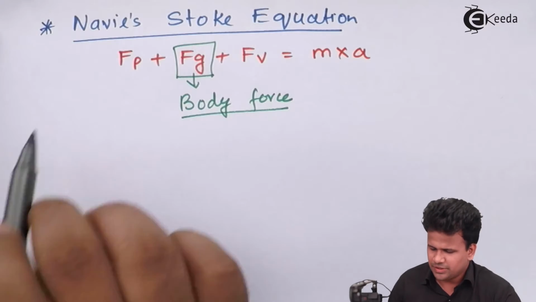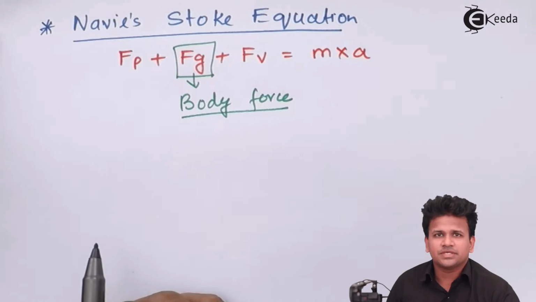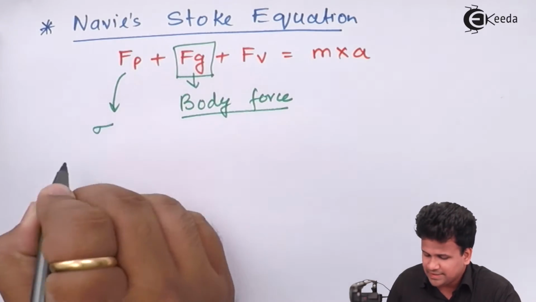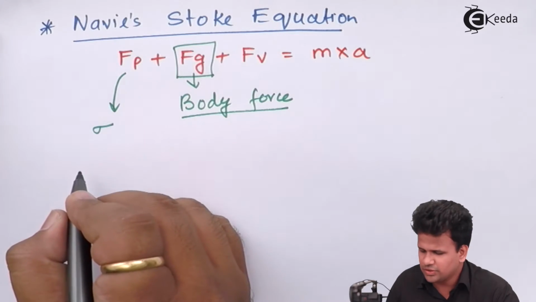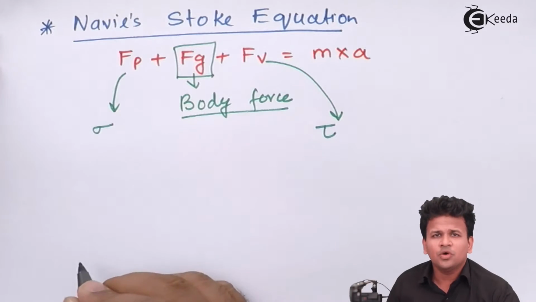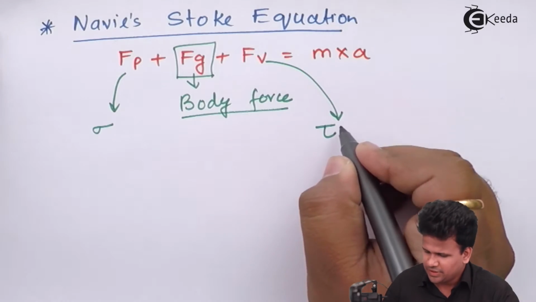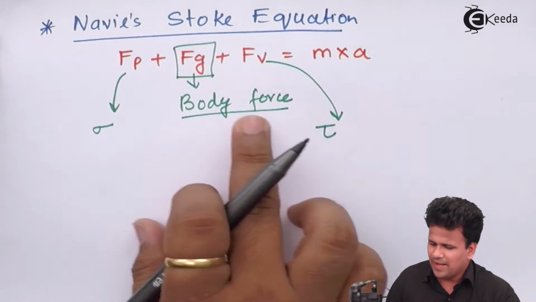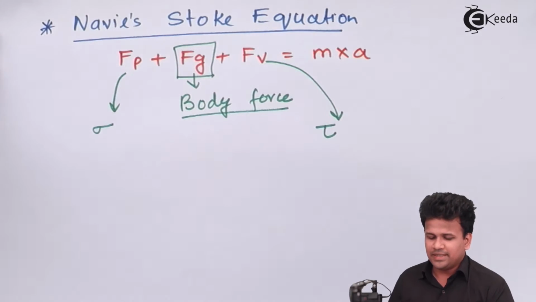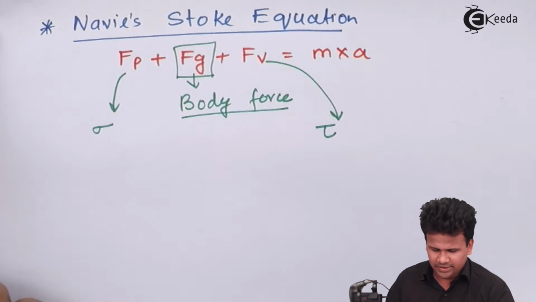That means pressure and viscous force, when we take into consideration, we have to consider for pressure sigma, that is a longitudinal stress on the fluid element, and for viscous force you have to take tau, which is actually called the shear stress on the element. So sigma, tau and body force will constitute your equation of motion, that is Navier-Stokes equation. Now let us get into the detail.